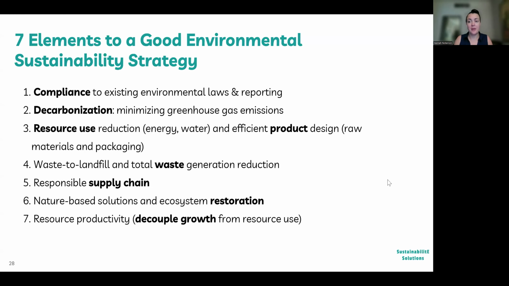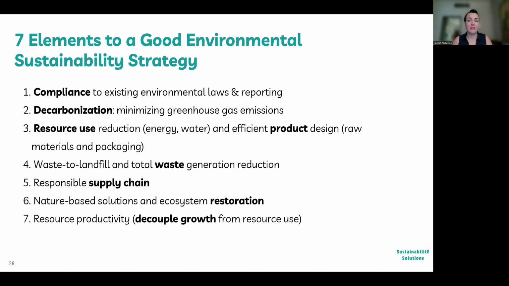All right, so let's jump into it. These are the 7 elements of a good environmental sustainability strategy. First, we have compliance. There are existing environmental laws, reporting, permitting, and disclosures required for most businesses to operate.